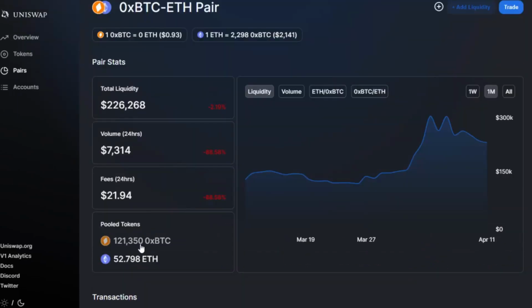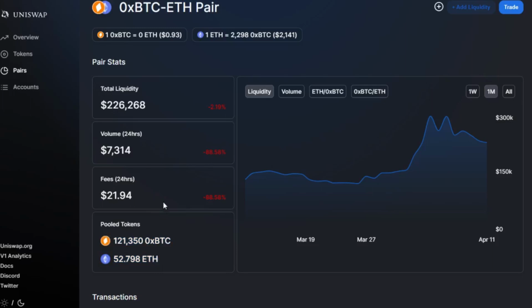As you can see, for this particular token, there are 120,000 pooled 0xBTC versus 52.7 pooled ETH. This is what's in the vault, and the price of these assets against each other is equal to the ratio of the pooled tokens that are in the vault. There are everyday users who are pooling tokens into the vault. When you add tokens into this vault, you will earn the trading fees. This is because you own a portion of the vault, and all of the trading fees are going into the vault.